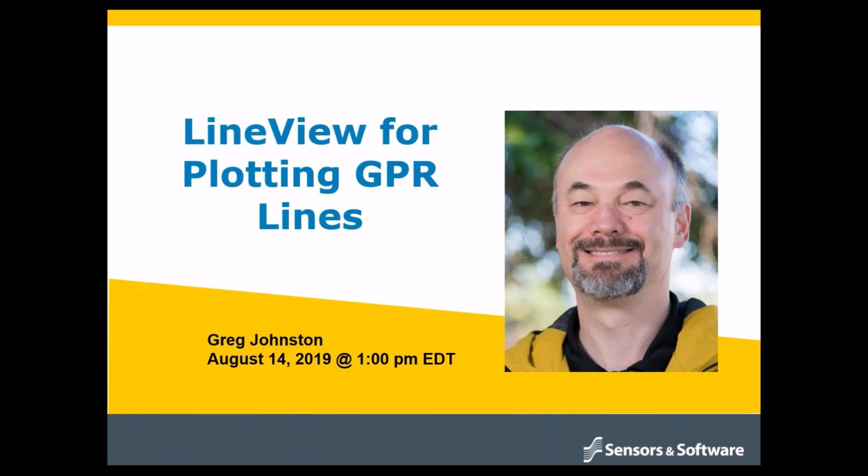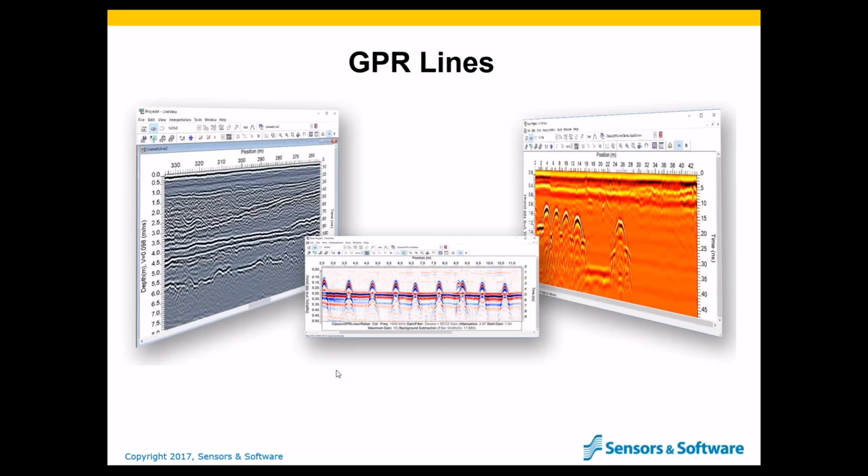I'm a senior application specialist with Sensors and Software, and I've been with the company for 27 years. The topic today is using the LineView module, which is part of the EKKO Project GPR analysis software. LineView is the software we use for plotting GPR lines, also known as GPR cross-sections.